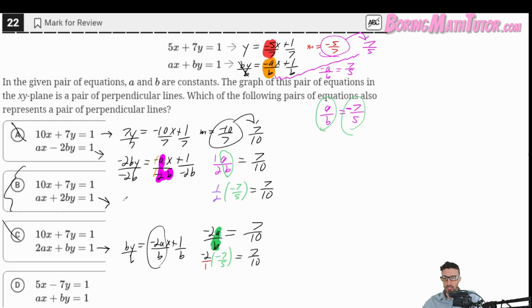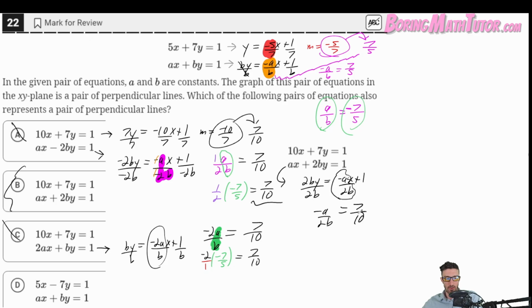Let's now take a look at B. So for this one, let's write it on the side over here. And we're just going to have to work on solving this one for y. So it's 2by equals negative ax plus 1. Divide everything by 2b, which really is all we need. Negative a over 2b. Will that equal the infamous 7/10 that we got from that first part?